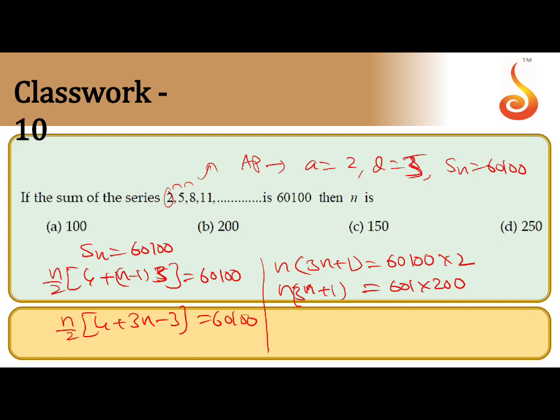So now go for verification of the same options. The options here, 601 into 200 is there. 200 is which option? This option. So go for verification. Suppose n equal to 200 you can take. What is n into 3n plus 1? You can check it. So 200 into 3 is 600, plus 1, that is 200 into 601. So that means option B is correct.